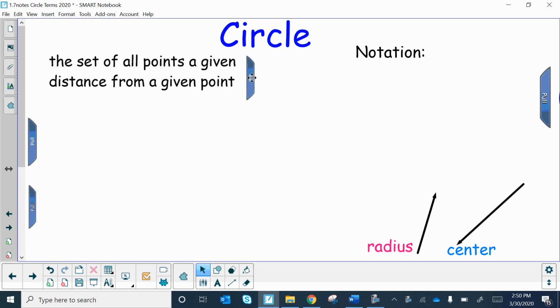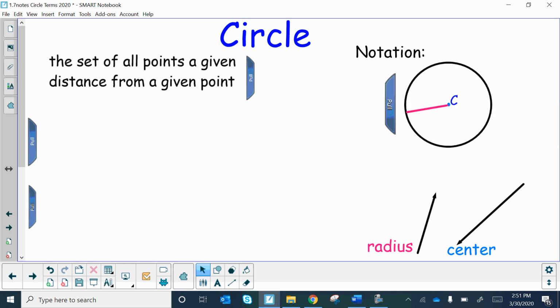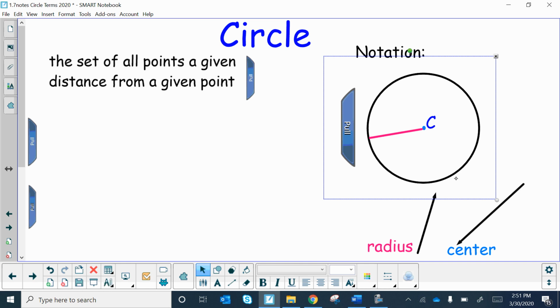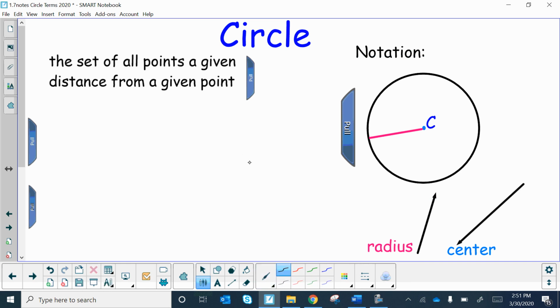So the definition you want to write is it's the set of all points a given distance from a given point. So I know you know what it looks like, but that's the actual geometric definition right there. Imagine infinitely many points going around the same distance from a certain point, which is that one right there, point C. So all those red points that are the exact same distance, they eventually will form a solid line. Infinitely many points. Again, you'll be there forever because there's infinitely many. That's a true definition of what a circle is.